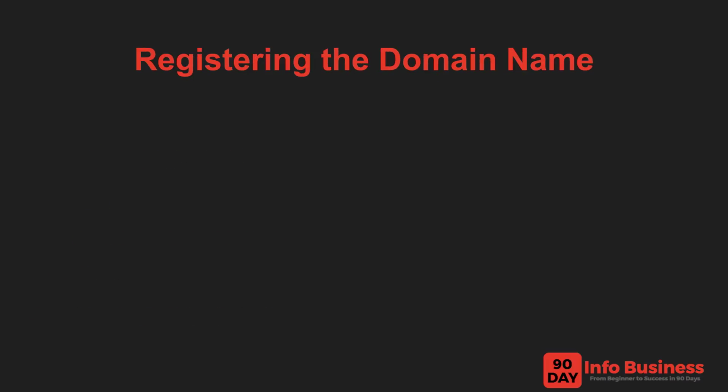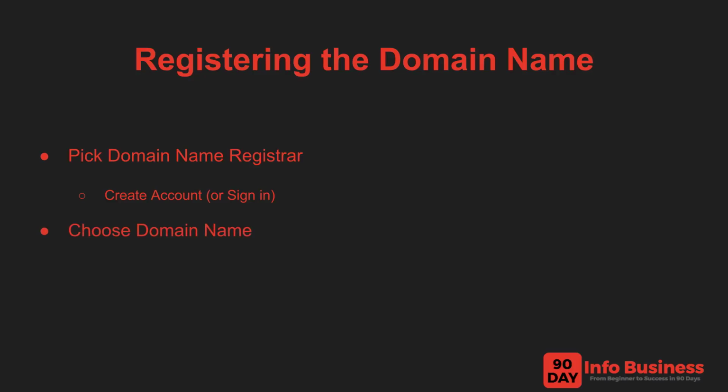So now let's look at the process for actually registering the domain name. We pick a registrar. I'll show you the one that I use. And then we actually sign into the registrar, just type in the name of the domain name that we want, and assuming it's available, we hit the buy button.